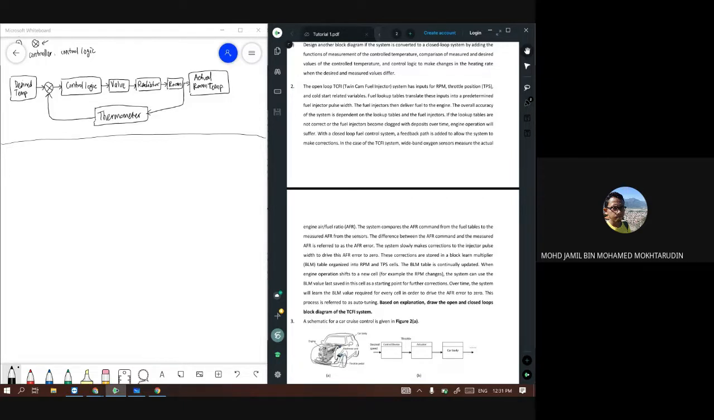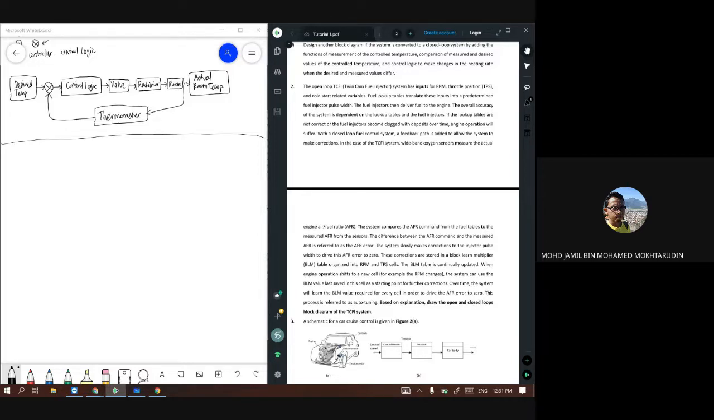When engine operation shifts to a new cell, the system can use the BLM value last saved in the cell as a starting point for further correction. Over time, the system will learn the BLM value required for every cell in order to drive the AFR error to 0. This process is referred to as auto-tuning.